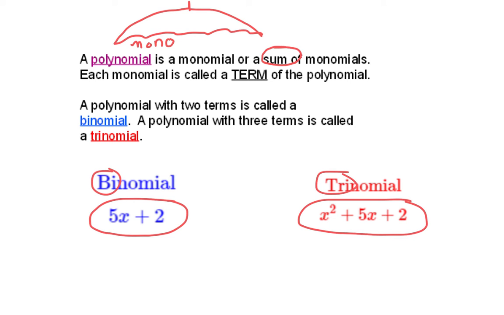We really only call polynomials monomial, binomial, trinomial. If there's more than 3 terms, we just call it a polynomial with however many terms. A polynomial with 5 terms, a polynomial with 10 terms. So we have special names for 1 term, 2 terms, 3 terms, but not really anything higher than that. And again, the terms in a polynomial are separated by pluses or minuses. 1 term, 2 terms, 3 terms.